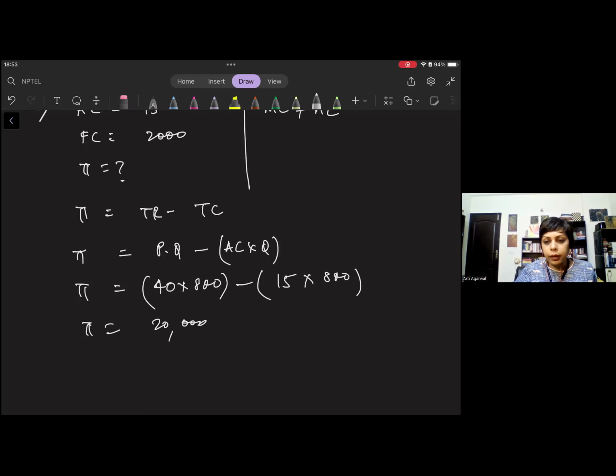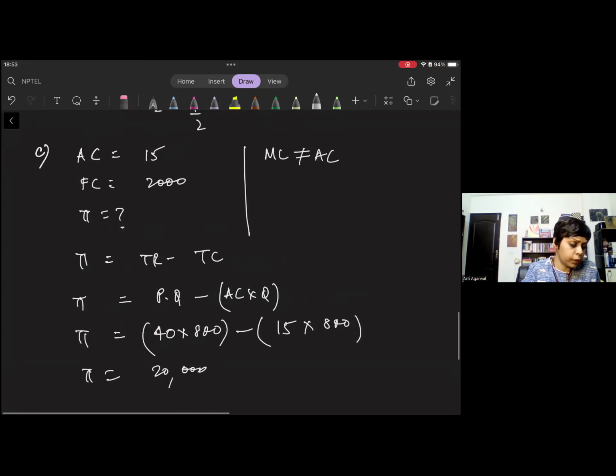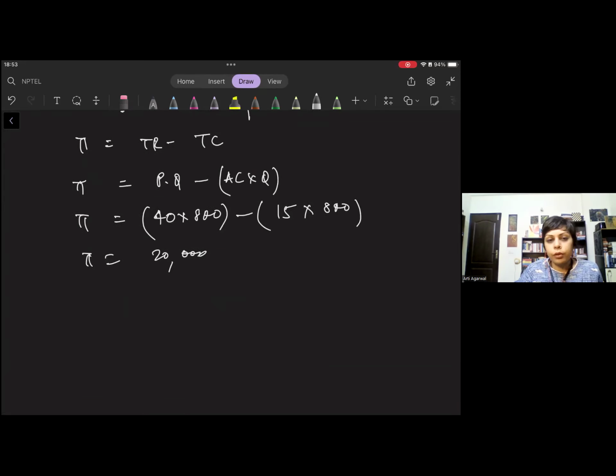The fixed cost data in this particular case is redundant because they've not asked you the producer surplus. But if they ask you the producer surplus, then you will add the fixed cost and report the producer surplus, because the key difference between profit and producer surplus is that the producer surplus includes the fixed cost also.